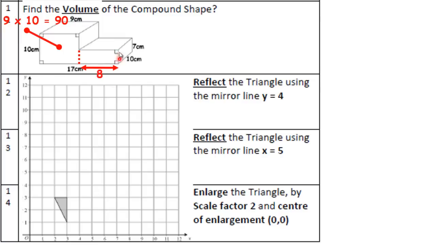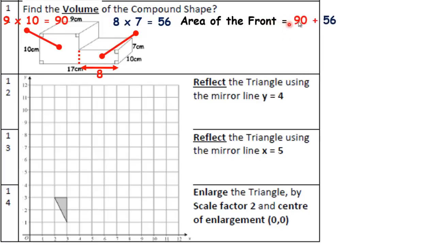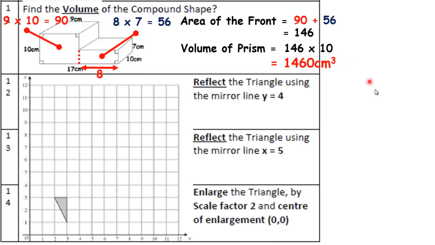And this distance here is 7. So 8 times 7, 56. I'm going to add 90 and 56 to work out the area of the front. 90 plus 56, that's 146. And because the whole shape goes 10 back, 146 times 10 is 1,460 centimeters cubed. And that's my answer.